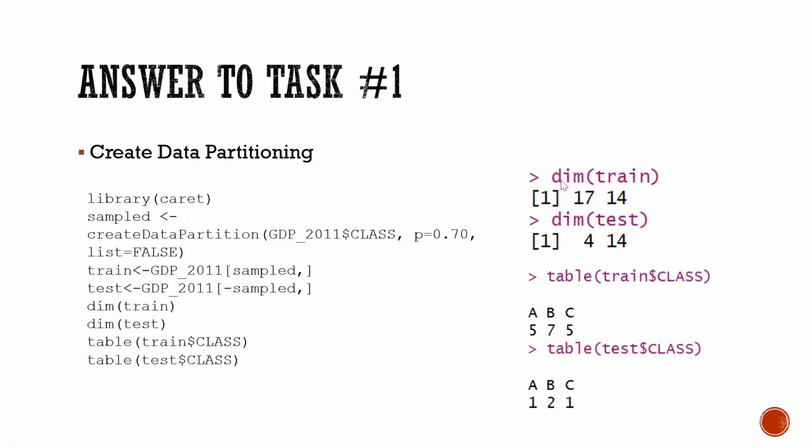So here's the result of the partitioning. The 70% has 17 observations, and the 30% contains 4 observations. As we can see in the training data set, the classes are as follows: 5 for class A, 7 for class B, and 5 for class C. And for the testing data set, we have 1 for class A, 2 for class B, and 1 for class C.